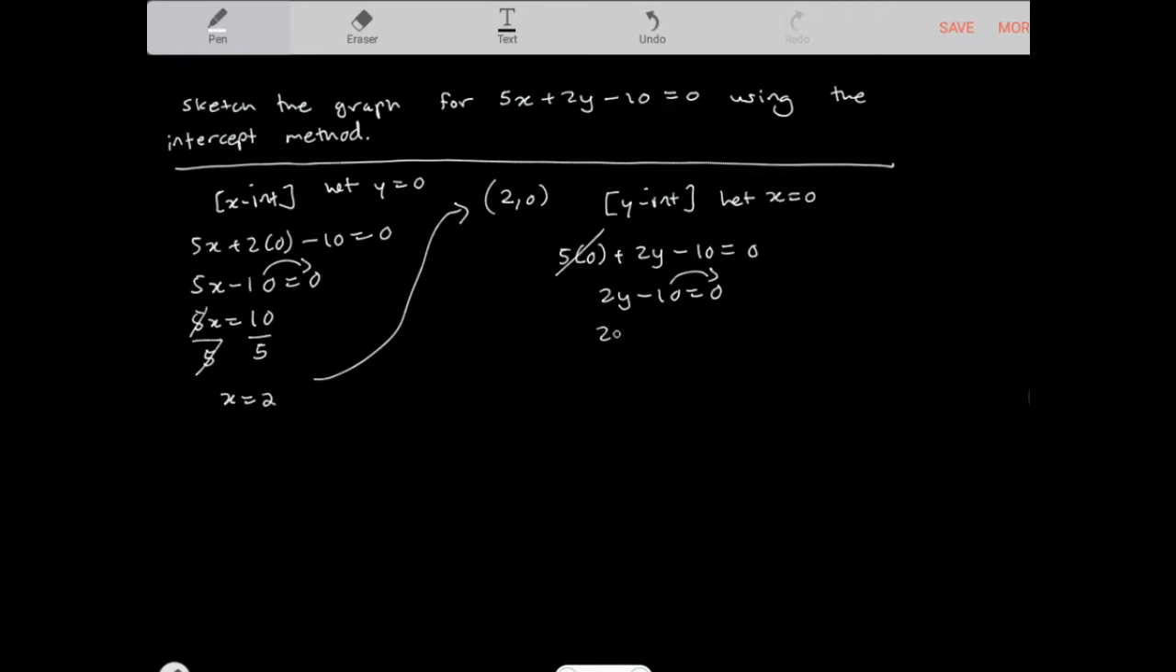If I move the 10 to the other side, 2y is equal to 10. I want to solve for y, not 2y, so I'm going to divide by 2. Whatever I do to this side, I'm repeating to this side. And y is equal to 5. All right, so your y-intercept here is 0 and 5.